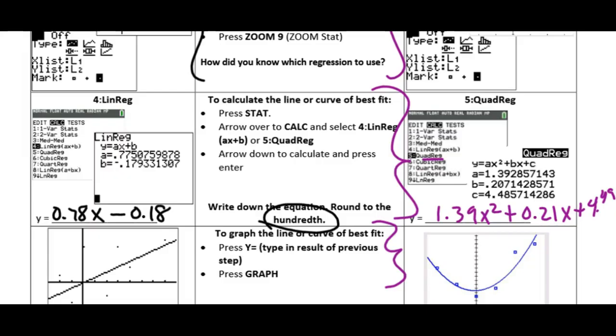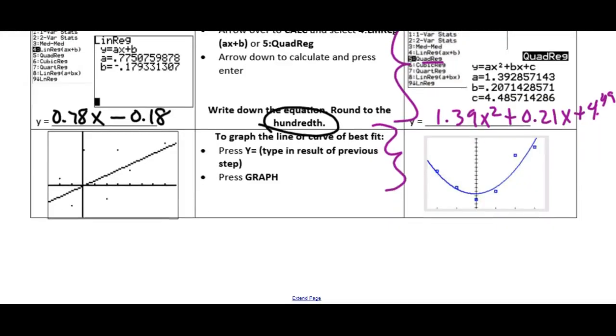So how do you know when to use which? Well, if you're looking at the picture, if it's linear regression, it looks like it's going to be in a line. But if it's quadratic, you would see it's making a U shape. Notice how there's some symmetry there, which you don't see on the line.